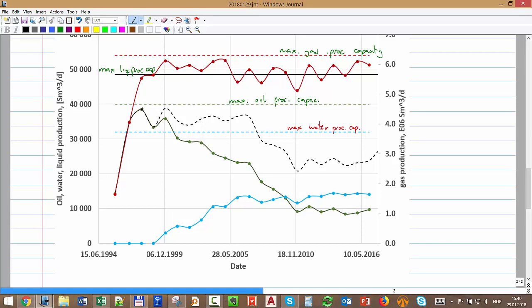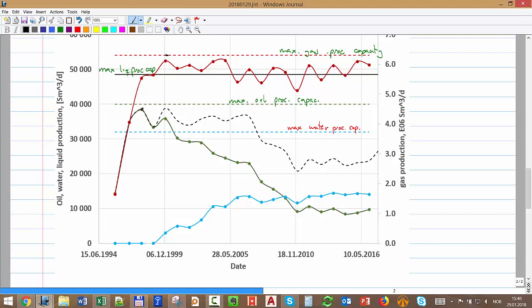And look at the gas. The GOR has different behavior depending on the kind of field I have, but you see that the gas is increasing and increasing until it gets very close to the processing capacity. So what you get from looking at this plot is that maybe, we're just assuming, this field was supposed to operate on an oil plateau.